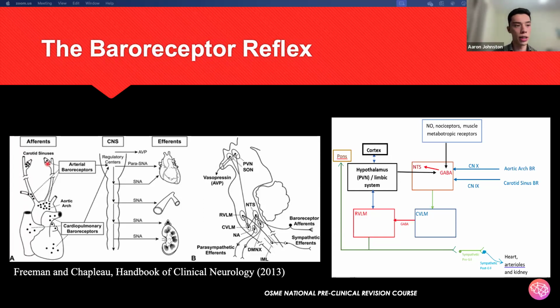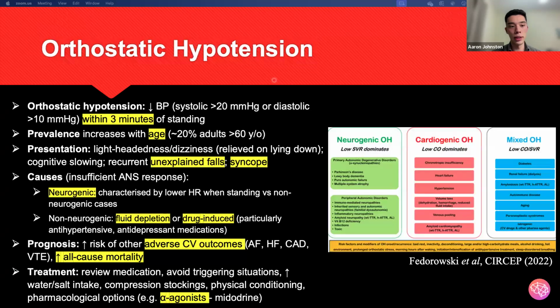So this is a diagram I've taken from one of my essays. If we have a reduction in blood pressure, there's reduced afferent input into the NTS, and the NTS would normally inhibit the ventral lateral medulla, which would be providing sympathetic output. So if we decrease our input into the NTS, this results in disinhibition of the ventral lateral medulla, and therefore increased sympathetic output to increase heart rate, vasoconstriction, positively inotropic as well.